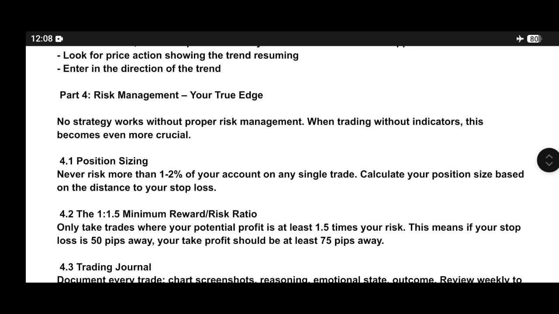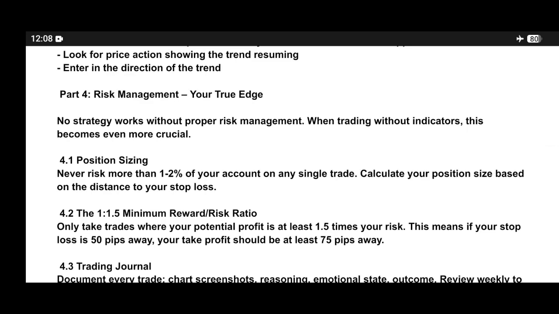So let's continue. No strategy works without proper risk management. Yes, of course. So let me give you a free tip. You can have the best strategy in the world, but if you don't have the best risk management as a trader, my brother, my sister, you will lose. So when trading without indicators, this becomes even more crucial. Understand? Because no strategy works without proper risk management. You need to have this at the back of your mind.